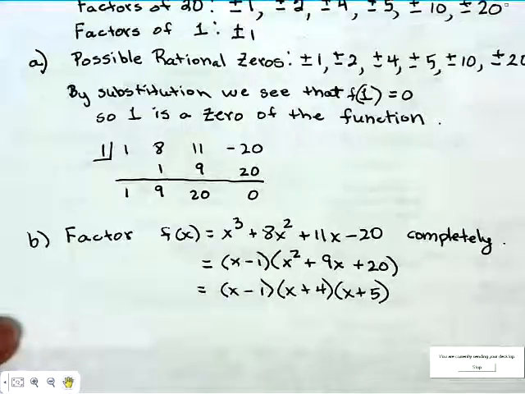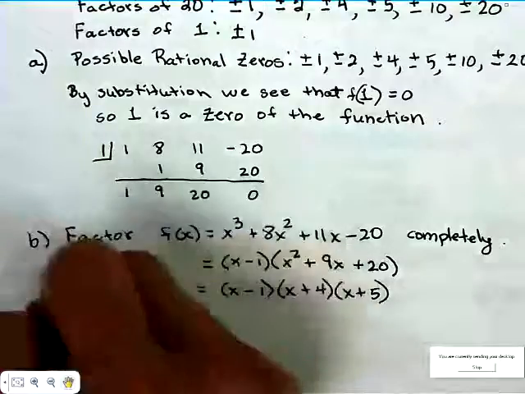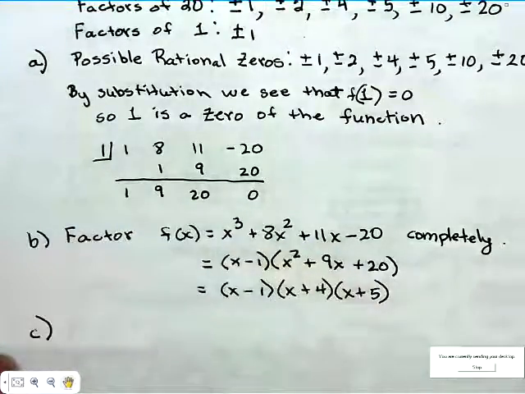And that's the C part. We're almost there. The C part will say find the real zeros.